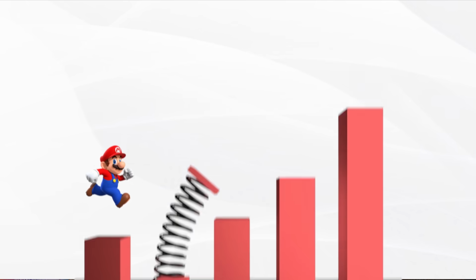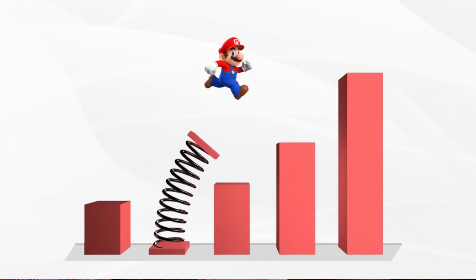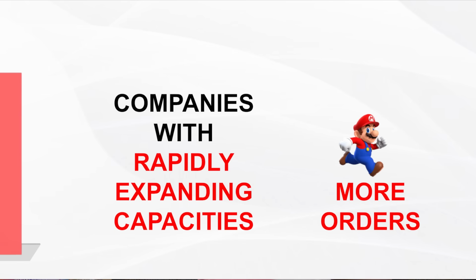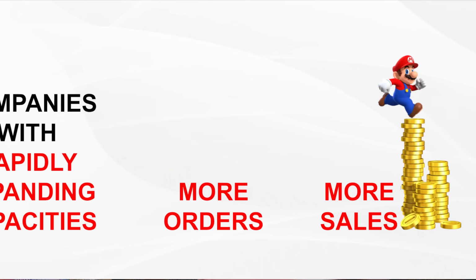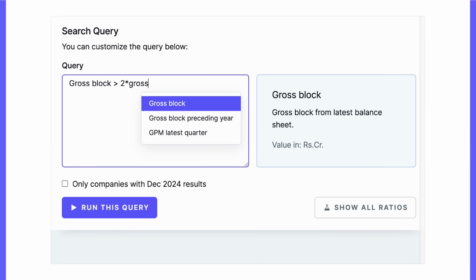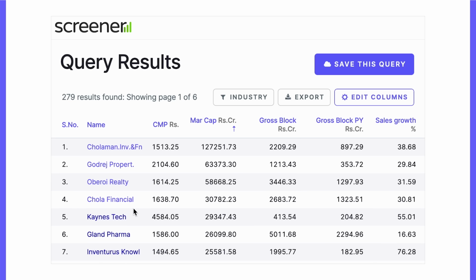Right, so I've divided this video into two parts. In this first section, we'll focus on how to screen for companies which are going through certain situations that can be potentially profitable to investors like you and me. For instance, let's say we want a list of companies that are rapidly expanding their capacity. Why? Because more capacity might lead to more orders, and more orders eventually gets converted into more sales, at least that's the theory. Now, a simple way to identify such companies on a screener is to use the gross block or the net block functionality. So let's try this query. Gross block, that is current year's gross block, is at least 2 times of the preceding year.